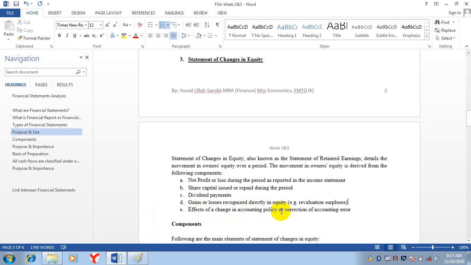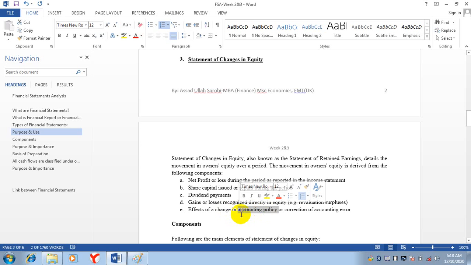Effects of change in accounting policy or correction of accounting error. There is some mistake in the previous year, an accounting error, and now we are going to adjust it, so it will affect the shareholders' equity. Or there is a change in accounting policy, and because of that change it will affect the company's profit position, so it will affect the equity position as well.